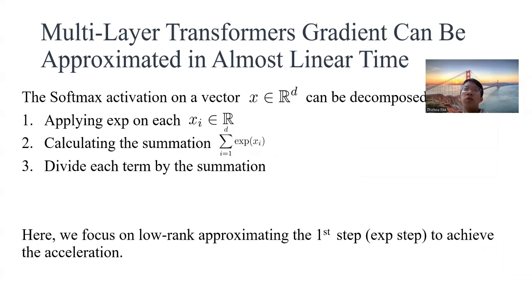Let's dive deeper into the technical details. First, we review the softmax attention. Suppose we have a vector of dimension d, and we want to apply the softmax activation to this vector. The first step is calculating the exponential of each x_i. The second step is calculating the summation. The third step is dividing each term by the summation. The low-rank approximation here focuses on the first step, the exponential step, to achieve the acceleration.